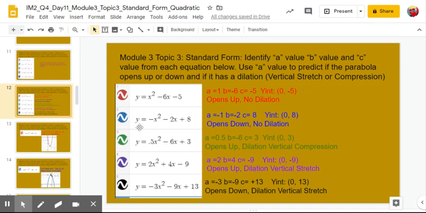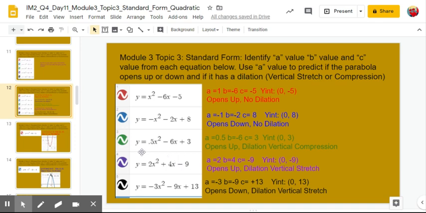For the second one there, we had y equals -x squared minus 2x plus 8. All right, so the a value is -1, the b value is -2, and the c value is 8. So the a value tells us it opens down because it's negative. There's no dilation because the absolute value of -1 is 1, no dilation. And the y-intercept is the c value, so it's 0, 8.